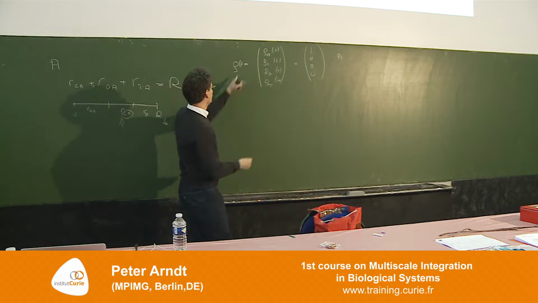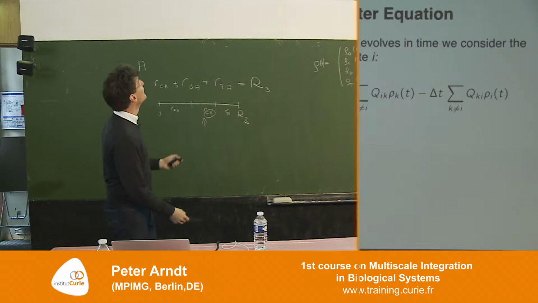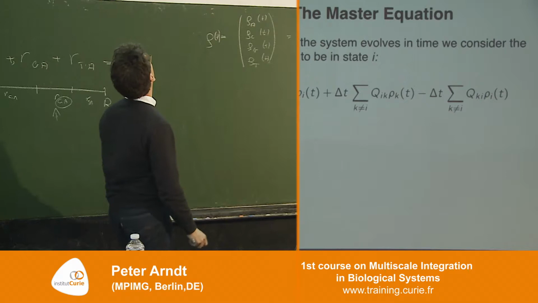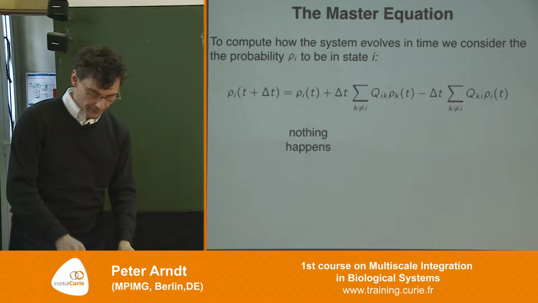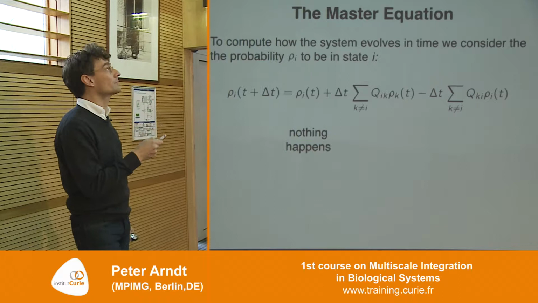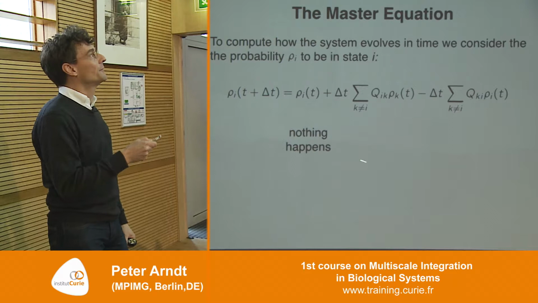So, okay, this master equation now will be a differential equation for this vector rho of t. And for one component here, rho of I would be A, C, G, or T. It's the next time step, delta t. Okay, it's a sum of three processes, or sum of three terms.